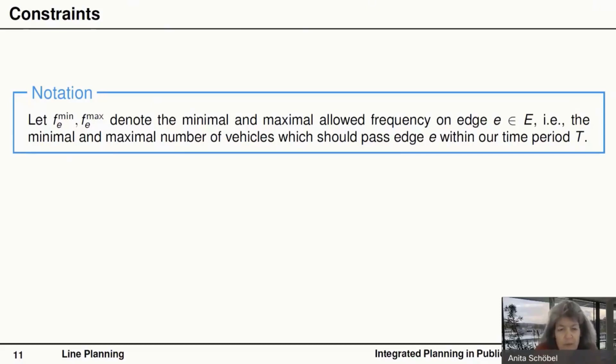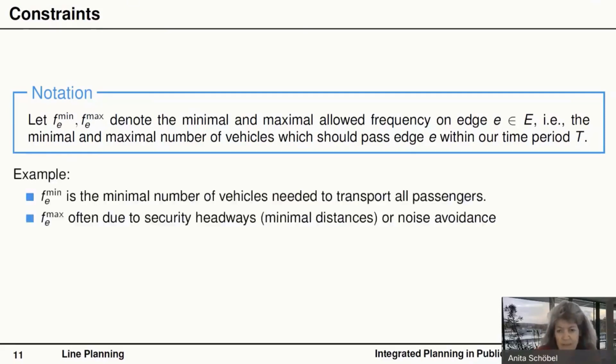For every edge in our network, we want to have a minimal and a maximal allowed frequency. Suppose you have one edge, maybe the street in front of your house or the street in front of a university. Then you want to say that you have a minimal frequency of buses running along the street and you have a maximal frequency.